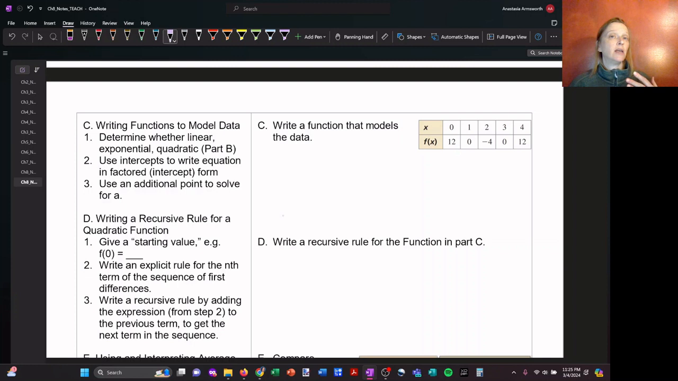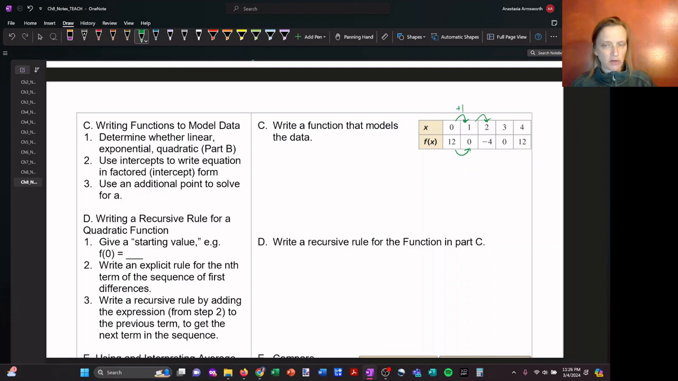I don't know if it's exponential, if it's linear, if it's quadratic. So I need to check what's happening between different terms in the sequence that I've got here. It appears that with the x values, I'm consistently adding 1. So I do have a recognizable pattern here with my x values. And then with the y values, let's see, the numbers seem to be going down and then back up.